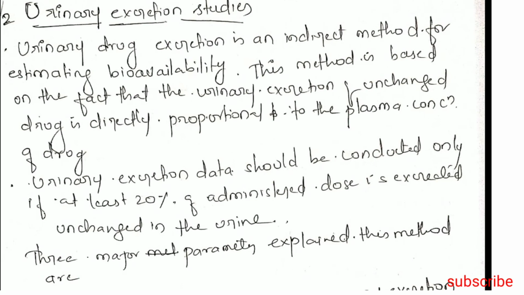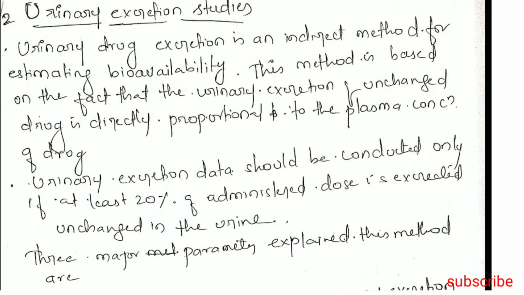Second pharmacokinetic method is urinary excretion study. Urinary drug excretion is an indirect method for estimating bioavailability. This method is based on the fact that the urinary excretion of unchanged drug is directly proportional to the plasma concentration of drug. Urinary excretion data should be conducted only if at least 20% of the administered dose is excreted unchanged in the urine.